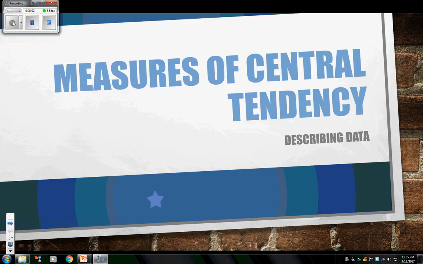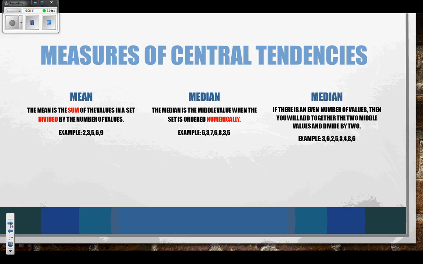Today we're going to talk about different ways to describe data. The first thing that we're going to talk about are the different measures of central tendency. The first measure of central tendency we have is called a mean.